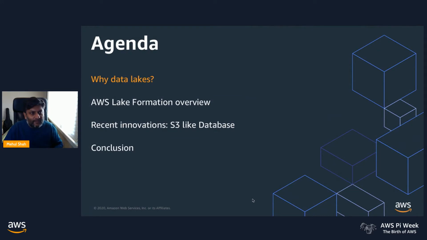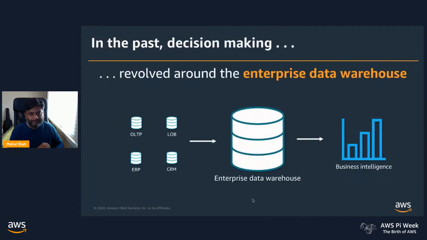To get started, let me just give you a quick overview of my talk. First, I'm just going to give you an understanding of why customers are moving to data lake architectures and give you an overview of the AWS Lake Formation service itself. For the bulk of the talk, I'm going to be speaking about some new capabilities within Lake Formation that really make S3 look like a database. Now, it's not a database, but it makes it look like a database, and it's super useful for data lakes. And then I'm going to conclude.